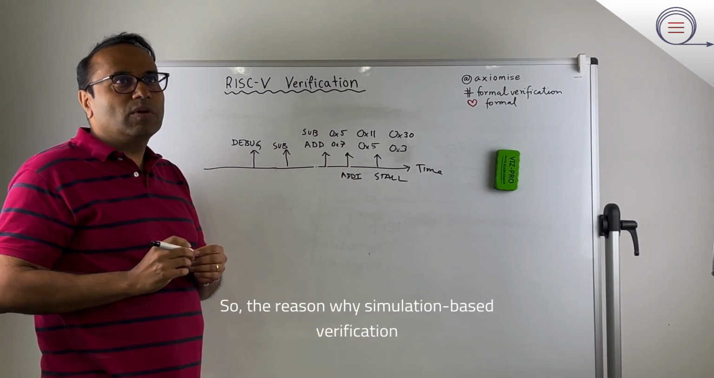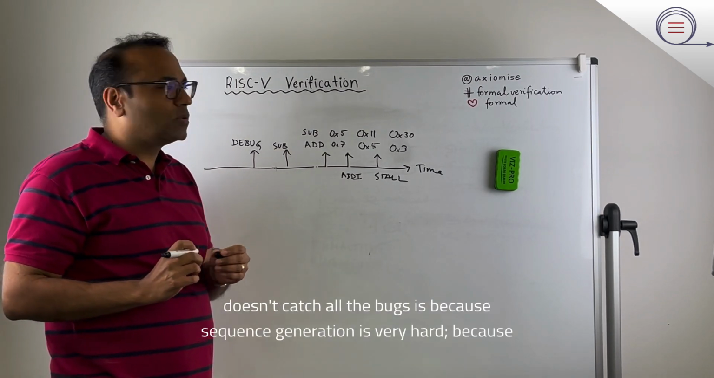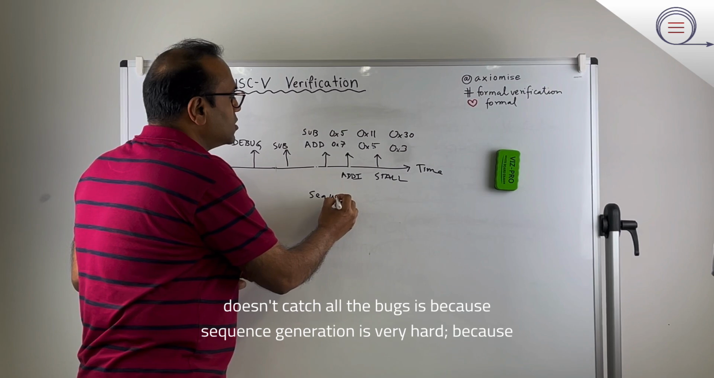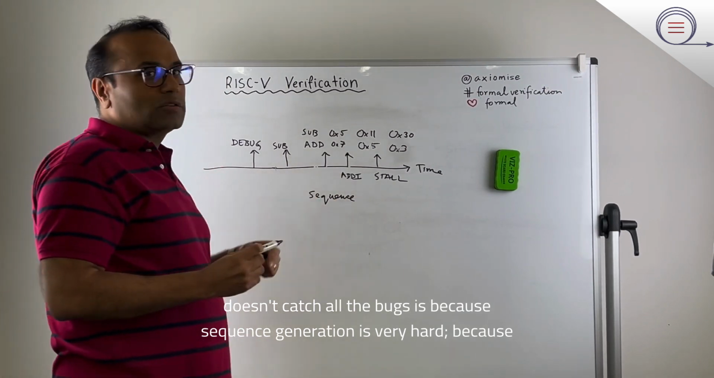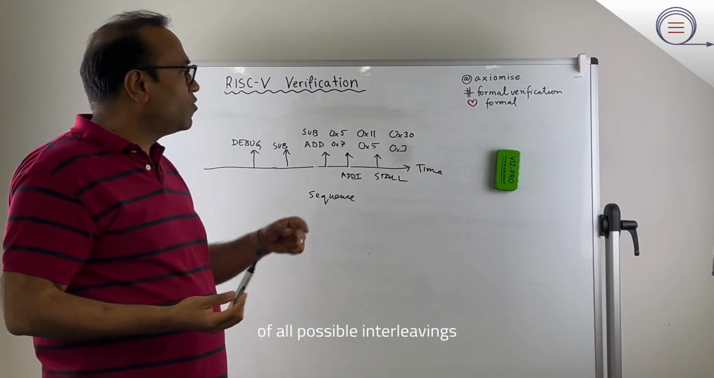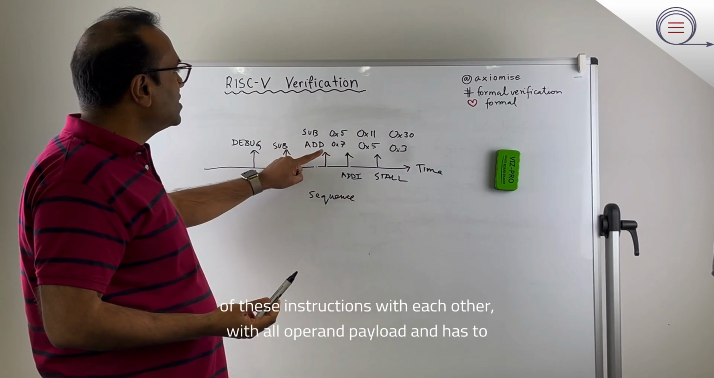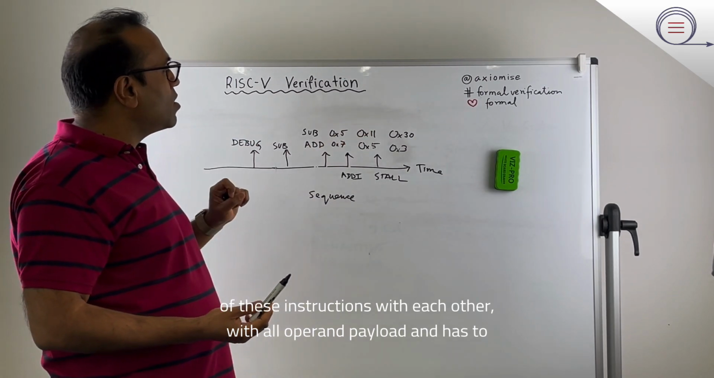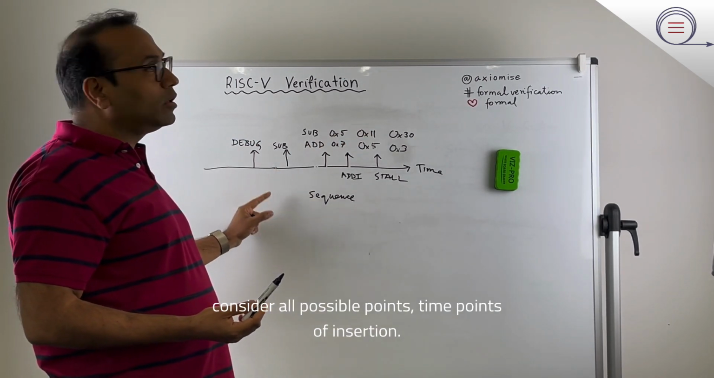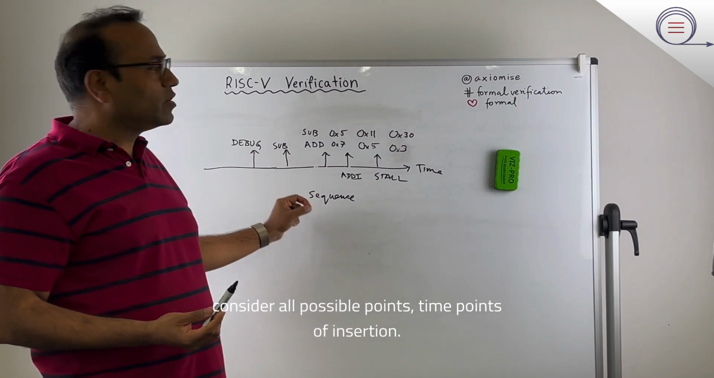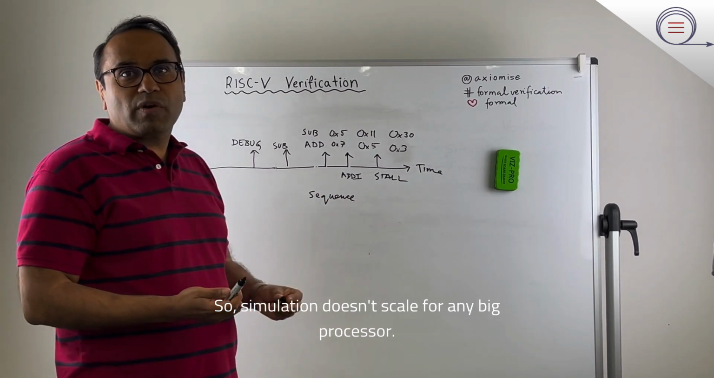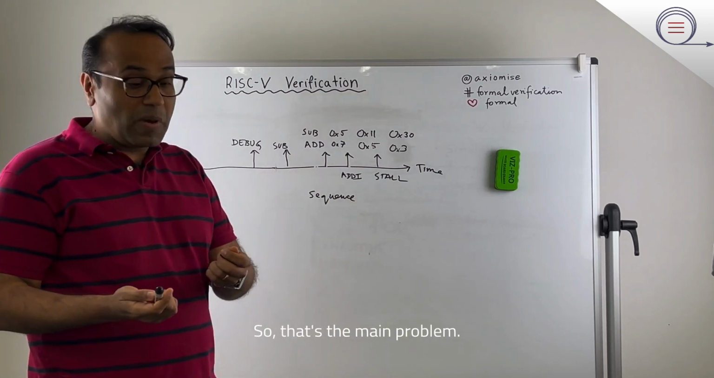So the reason why simulation-based verification doesn't catch all the bugs is because sequence generation is very hard, because a human being has to sit and dream of all possible interleavings of these instructions with each other, with all operand payload, and has to consider all possible points, time points of insertion. So simulation doesn't scale for any big processor, so that's the main problem.